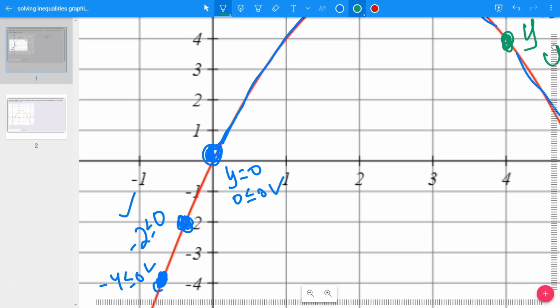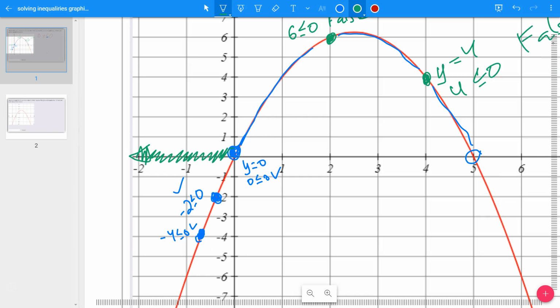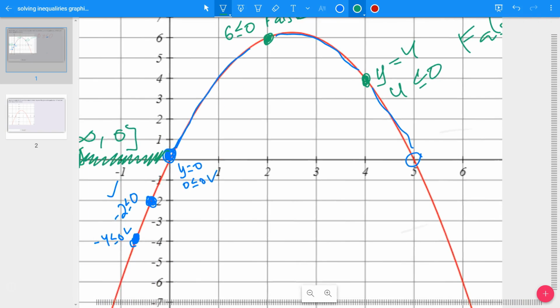When you mark the solution, though, we talk about the interval on the x-axis. So you're using these y values to check, but when you actually shade, you shade along the x-axis. It's as if you were shading this way, like that. So far, this is from negative infinity, comma, and then up to 0. Because 0 is included, because y equals 0 is true, you put a bracket next to it. Infinity always gets a parenthesis.